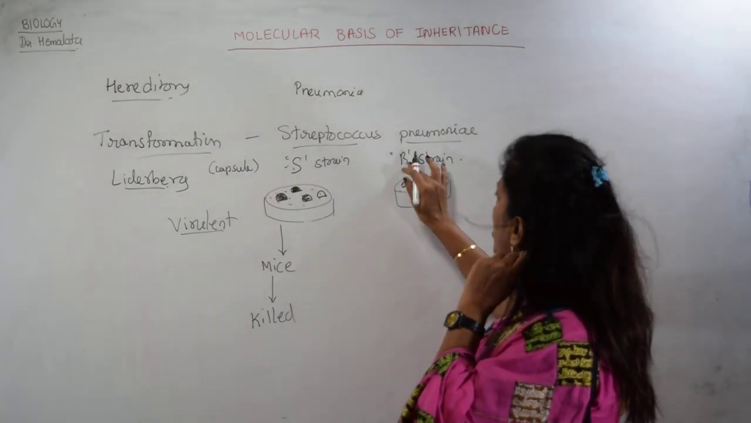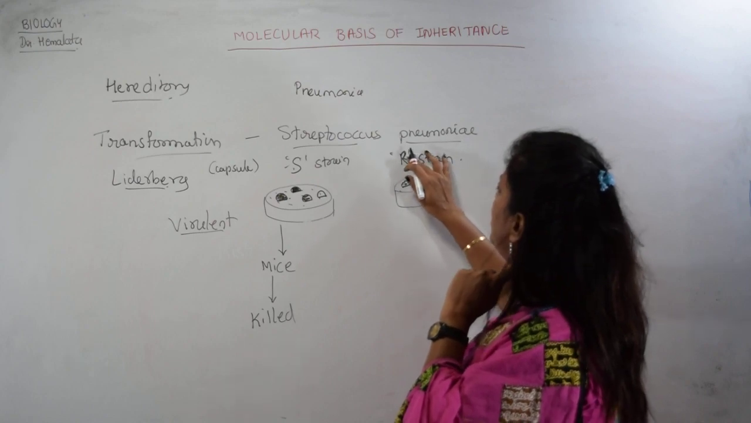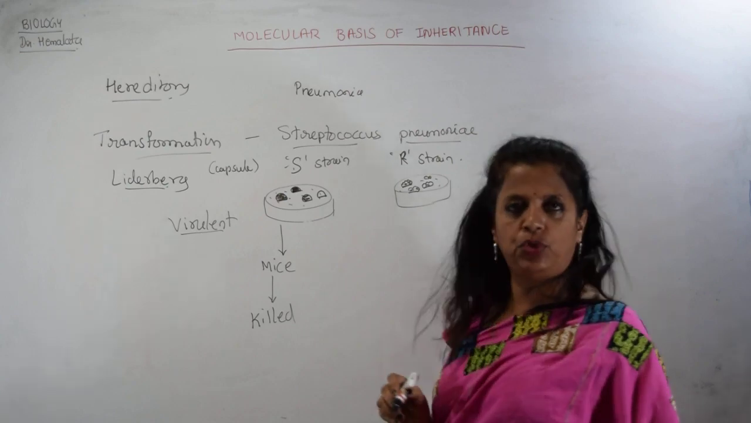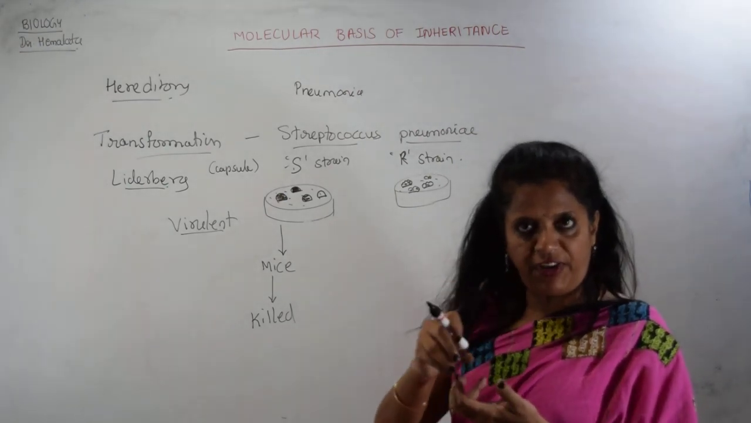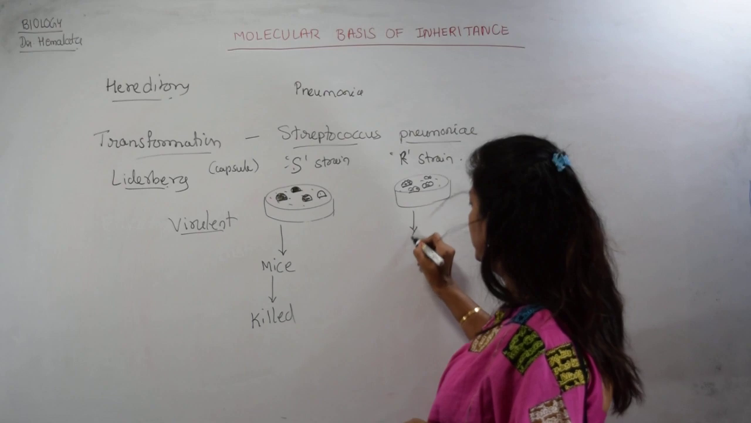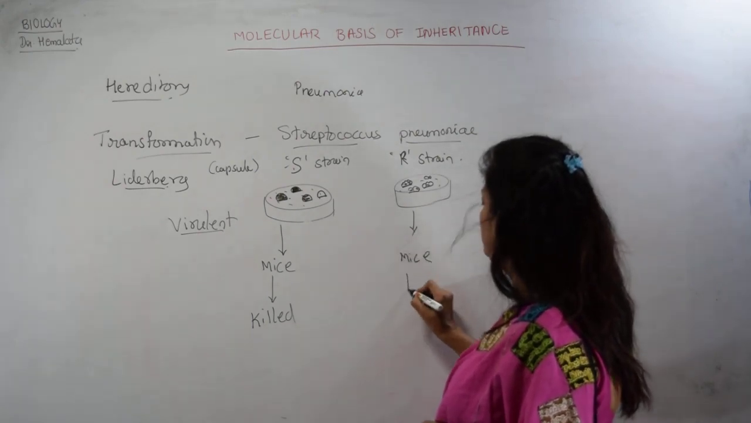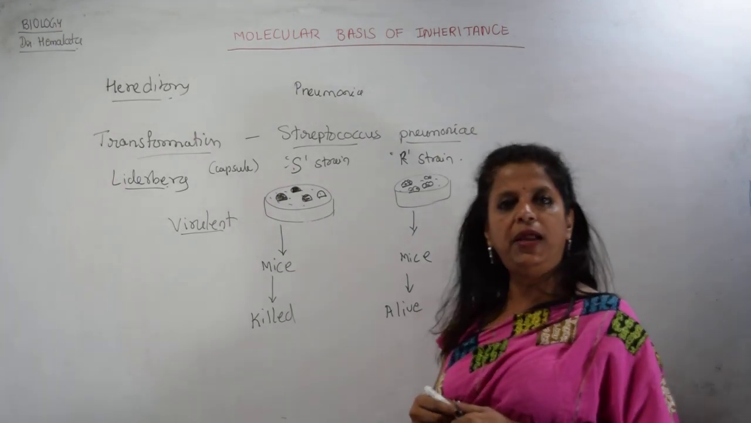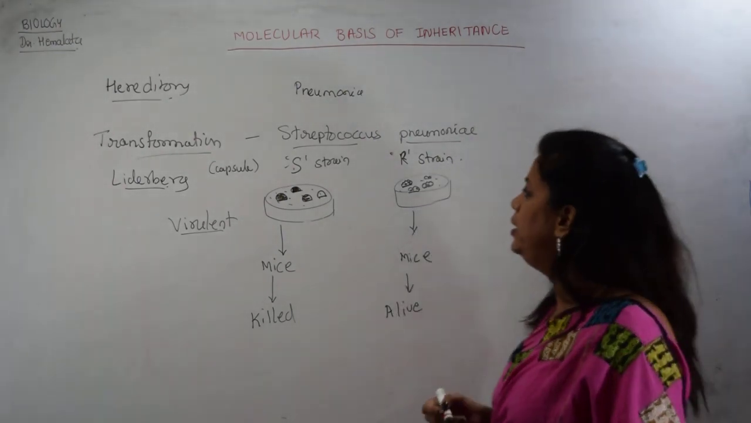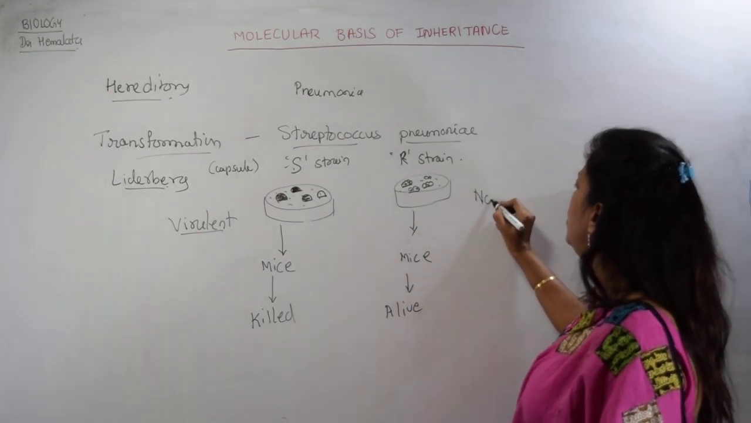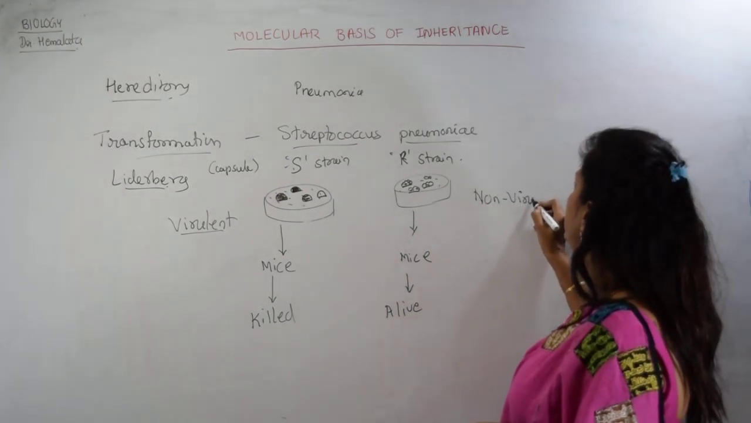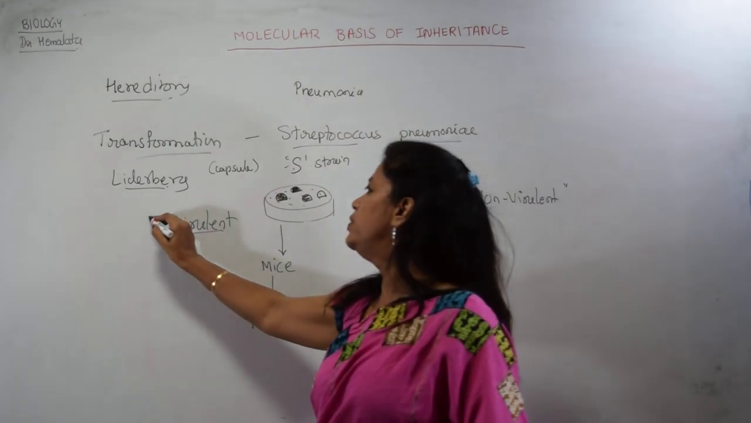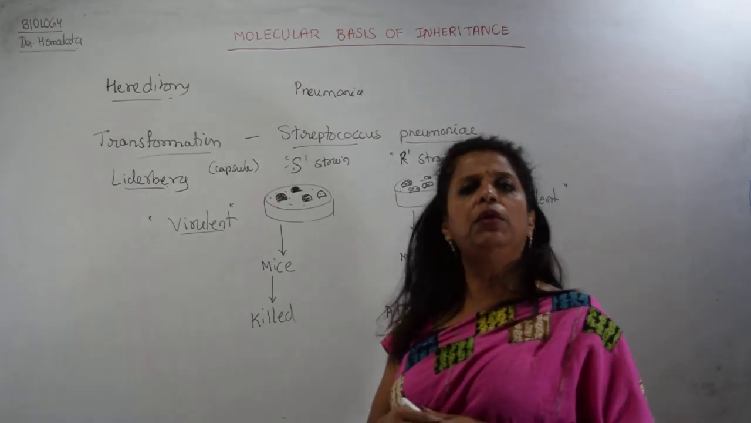Now, when he took the R strain, the rough strain, they contain no smooth outer covering. They have no capsule, and their outer surface is rough in nature. Whenever this was injected into mice, the mice stayed alive. There was no harm to the mice, which means it is harmless bacteria. He called this a non-virulent strain. So there are two strains, one virulent and the other non-virulent. That was the basic experiment.